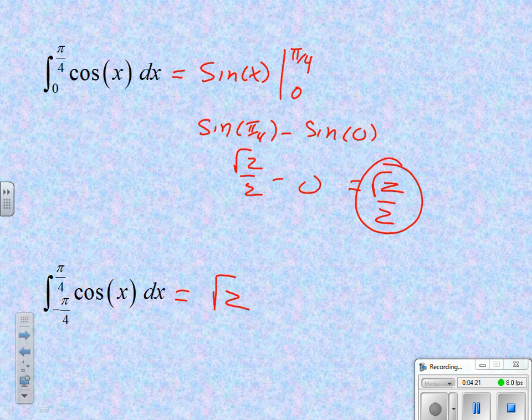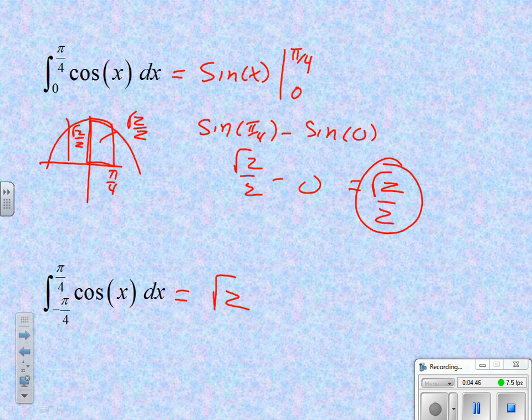Is cosine an odd or even function? Cosine's an even function. It's got y-axis symmetry. So if the first region from 0 to pi over 4 had area root 2 over 2, wouldn't the region from negative pi over 4 to 0 have that same area? So when I combine those, I end up with root 2.